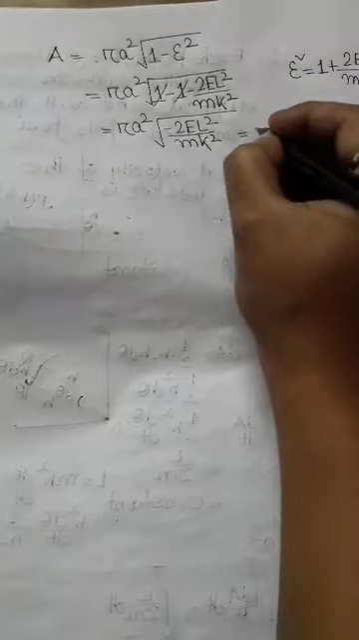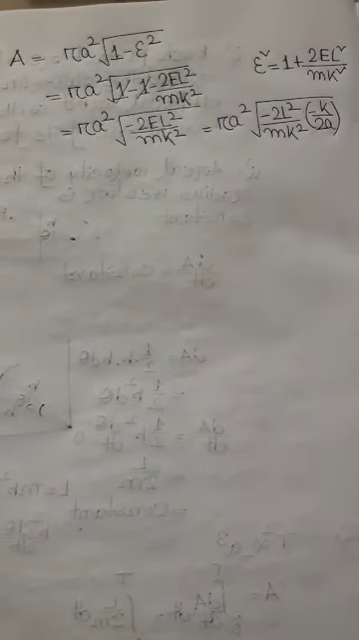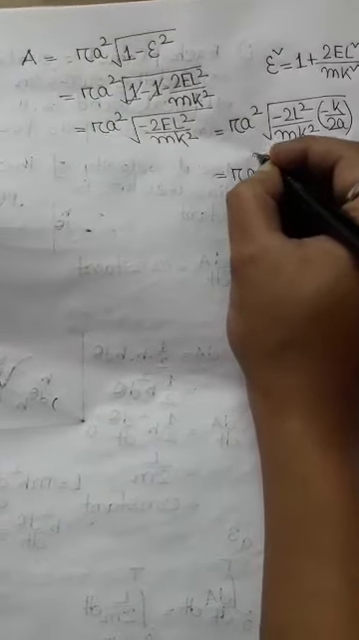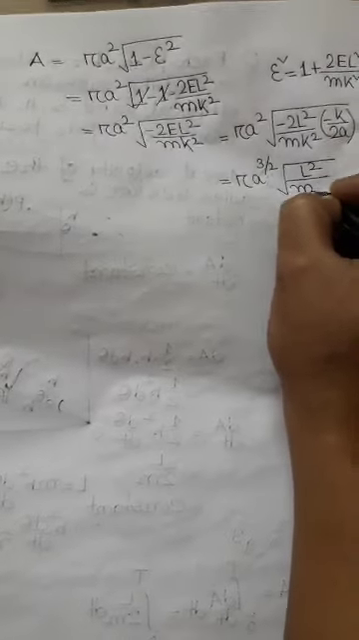In the next class we will also prove that the total energy of the orbit depends upon the major axis, and we can write it as E equal to minus k by 2a. Here we put minus k by 2a instead of E. So what we get is pi into a to the power 3 by 2 into the square root of L square by m k.